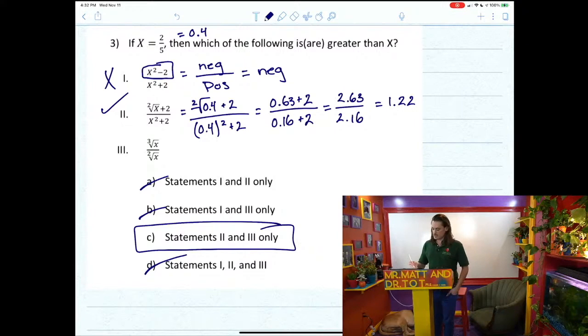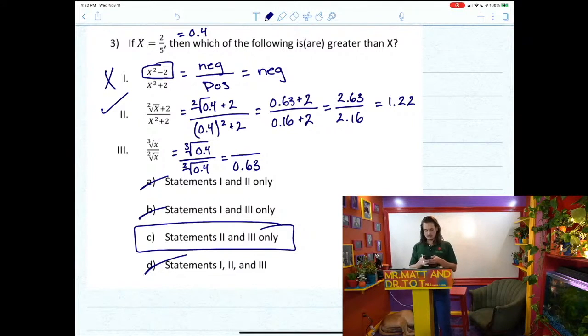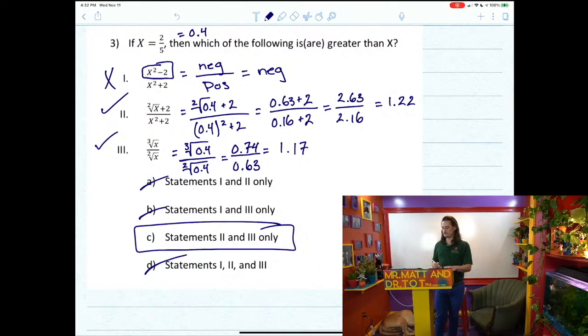So we're going to have the third root of 0.4 divided by the square root of 0.4. From the last problem, we know that the square root of 0.4 is about 0.63, because we've already evaluated that. But let me take the third root of 0.4. That's going to be 0.74 divided by 0.63, which is going to be about 1.17. And that is definitely greater than 0.4. So your answer to number 3 was statements 2 and 3 only.